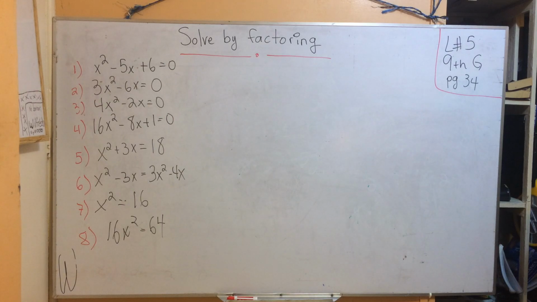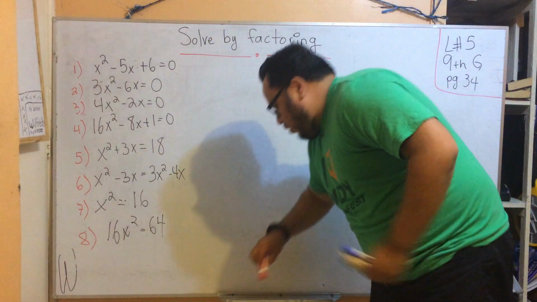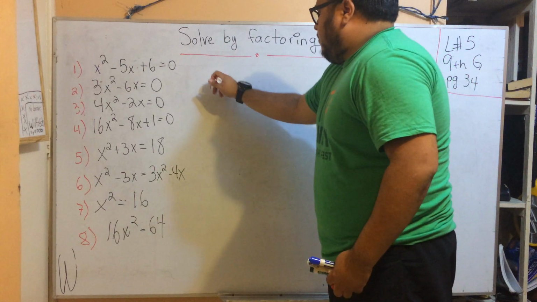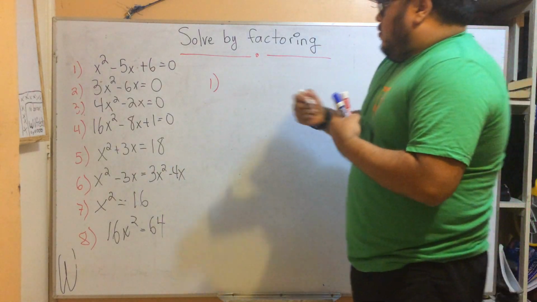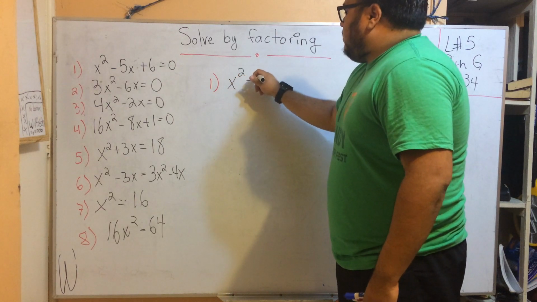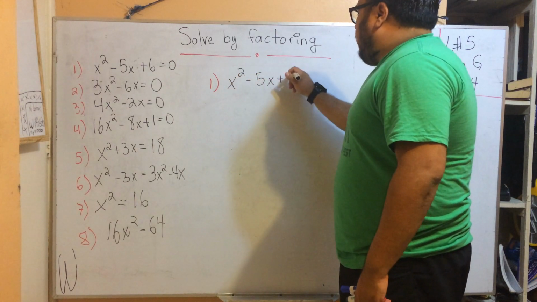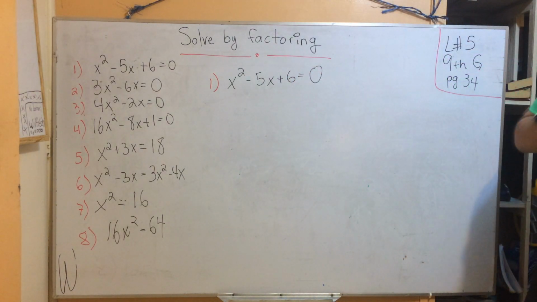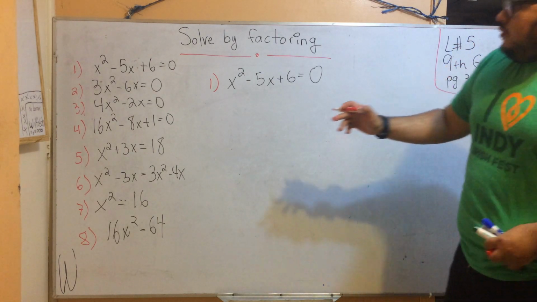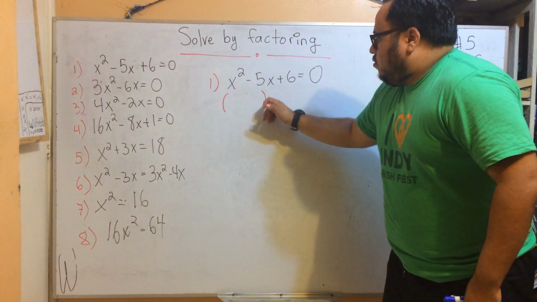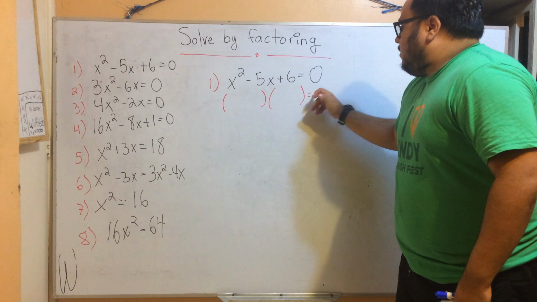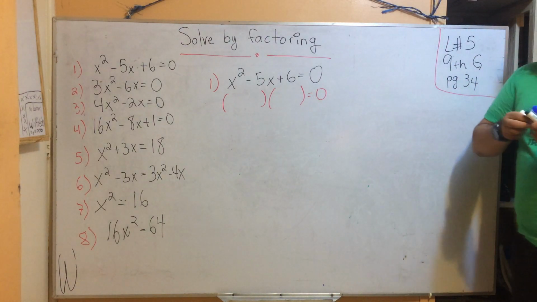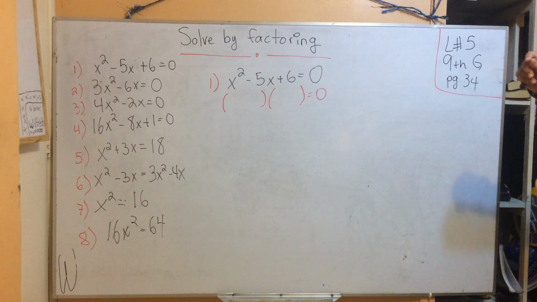So let's work on the first ones. Let's work on number 1. What you need to remember when we have quadratic equations is that we're looking for terms that will make this equation equal to 0. When we were talking about solve by factoring, we were trying to make this equation into different terms so that we can identify which numbers are going to make our equation 0.